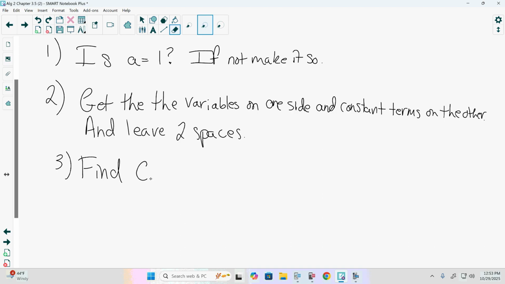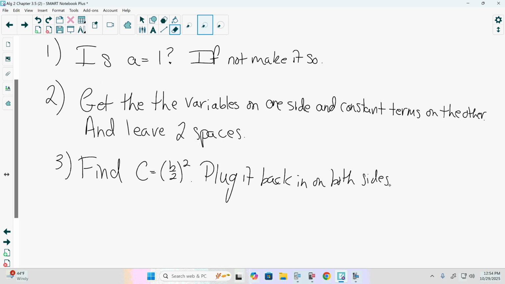Because once we finish doing that, we're going to find c, which is equal to b over 2 squared. And we want to plug it back in on both sides. Or really, we can say we're adding it to both sides, because that's what the spaces are for. Once we find the value of c, we're going to add it to both sides. We're going to plug it into both sides.